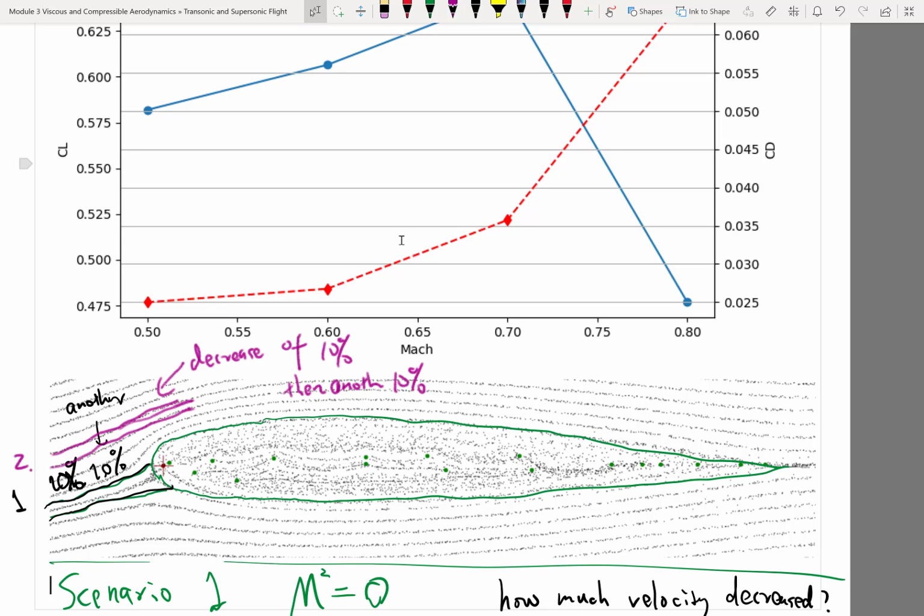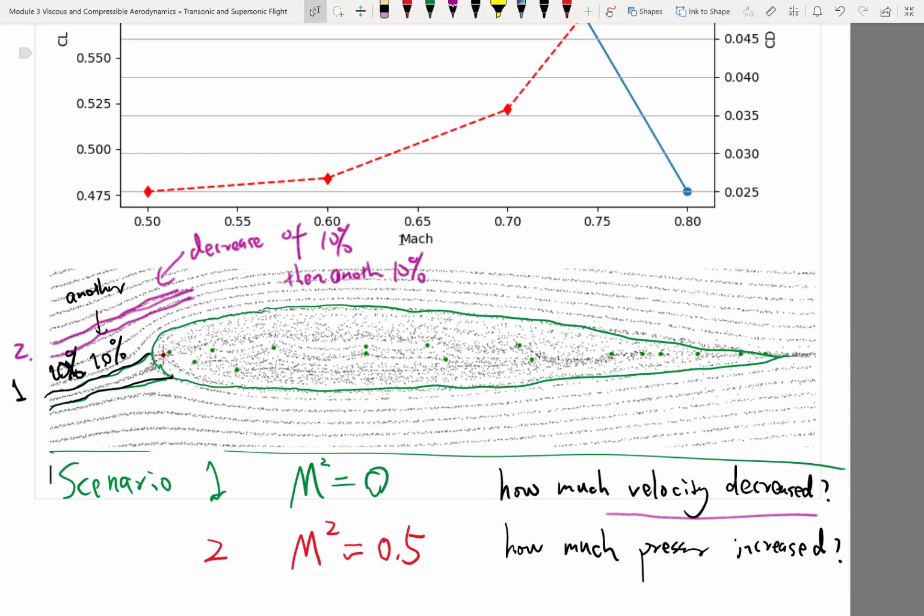Okay, and in particular, if I have a Mach number squared equal to 0.5, which means my Mach number is equal to 0.7 something, the velocity here would probably be supersonic, right? Greater than Mach 1. This is why we could see supersonic flows on top of the airfoil even when the free stream Mach number is potentially a lot lower than Mach 1.